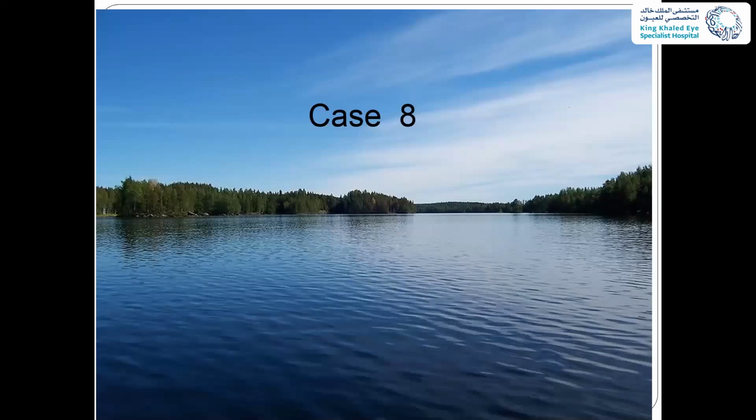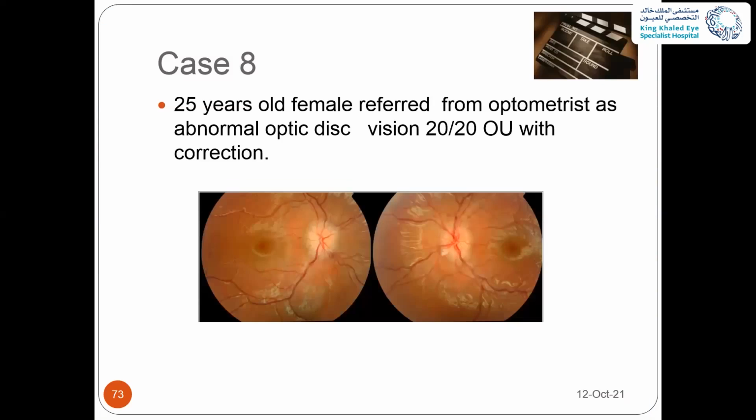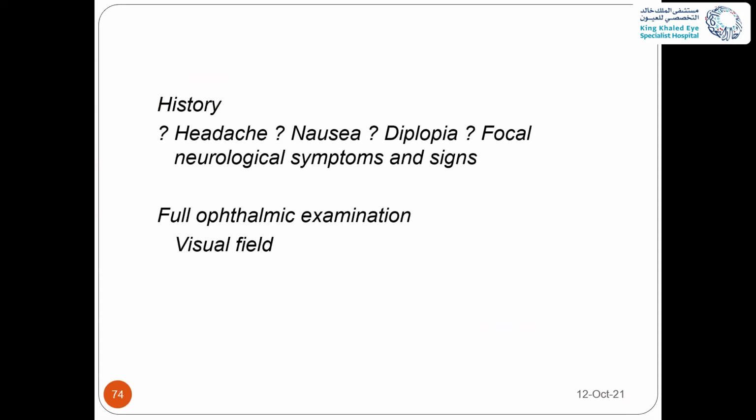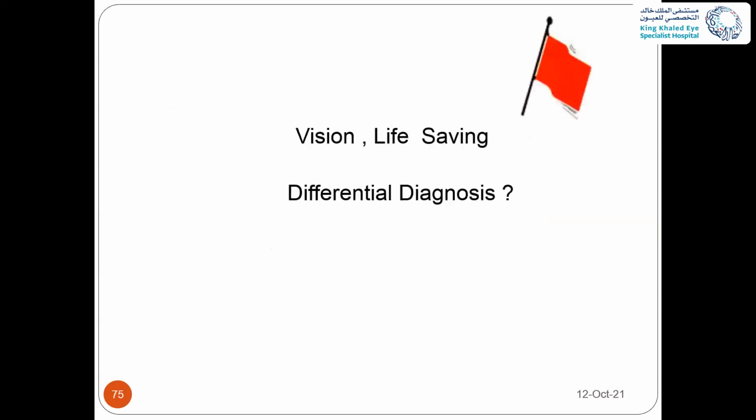Case number 8. Now you have been called: an optometrist refers to you a 25-year-old female patient because of abnormal disc. Vision is 20/20 in both eyes. What are you seeing? Here you see bilateral disc edema. What's next? You have to look in the history for headache, nausea, diplopia, focal neurological signs and symptoms, and do a full ophthalmic examination, including visual field.